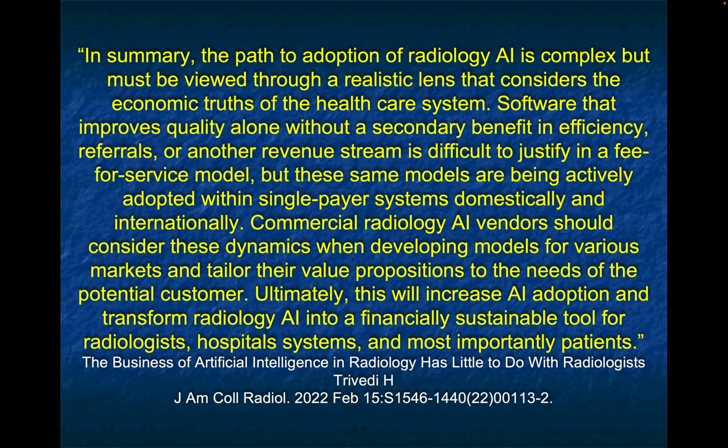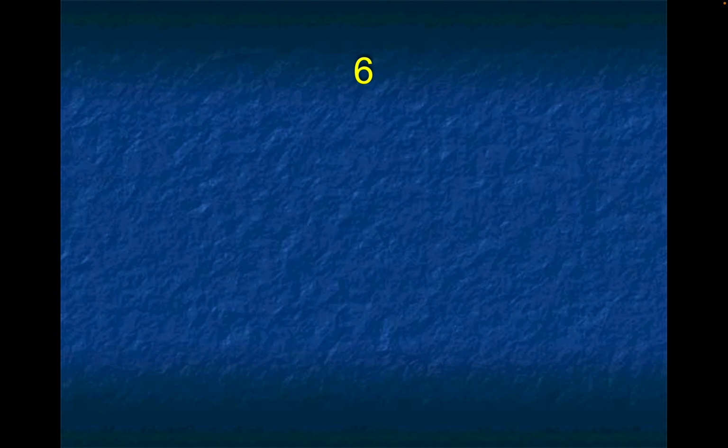And in summary, this article is worth reading as a short article. In summary, the path to adoption of AI is complex, but must be viewed through a realistic lens that considers the economic truths of the healthcare system. So again, this article is not throwing stones at anybody. It's just making you think about it. At the end of the day, in American medicine, the financial return is very important. Who pays for things often is related to who will benefit from things.